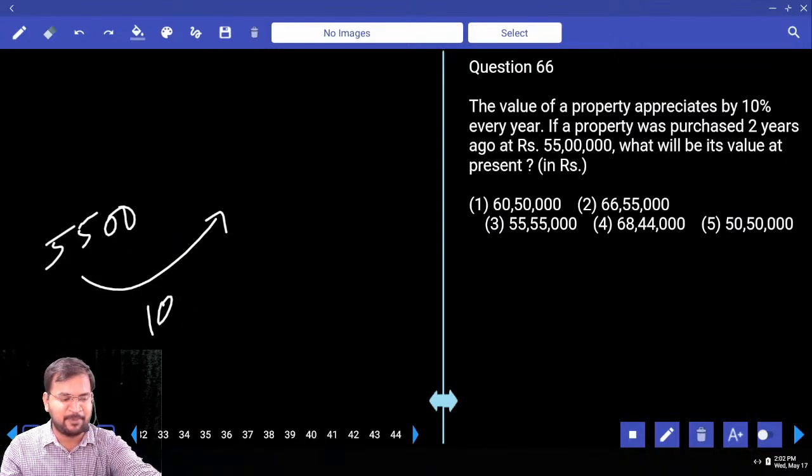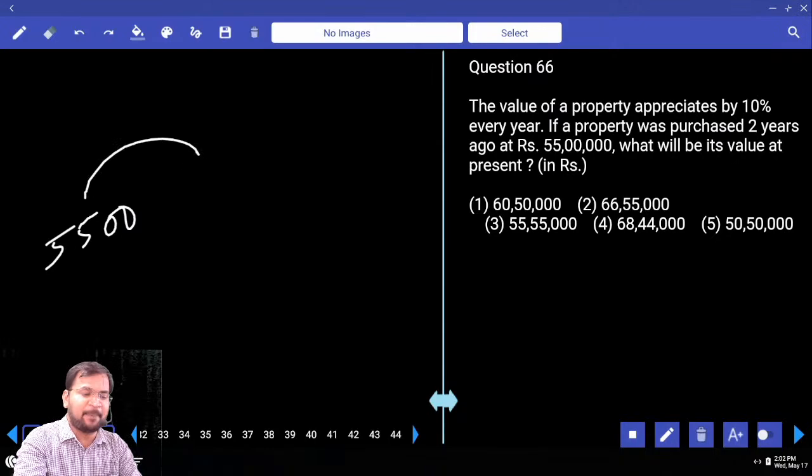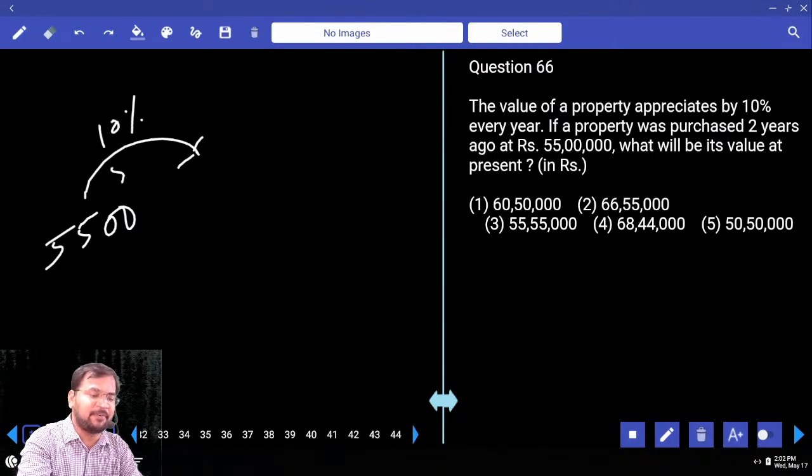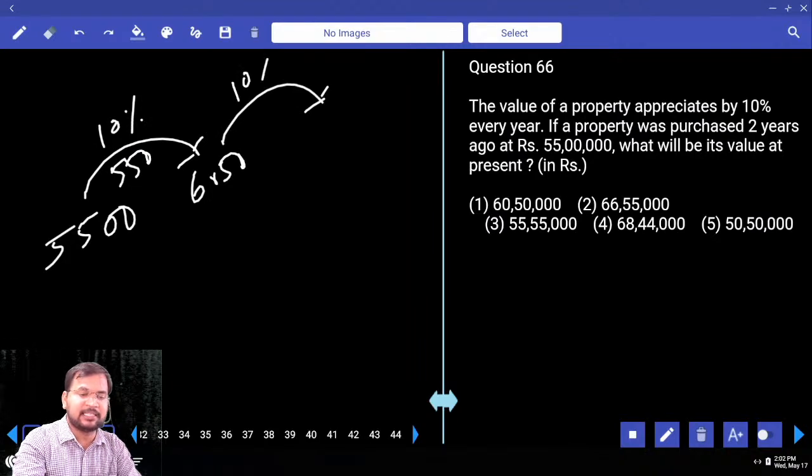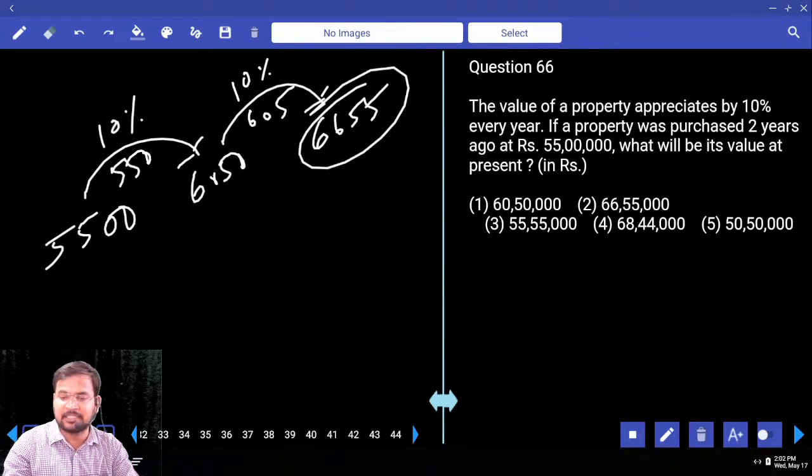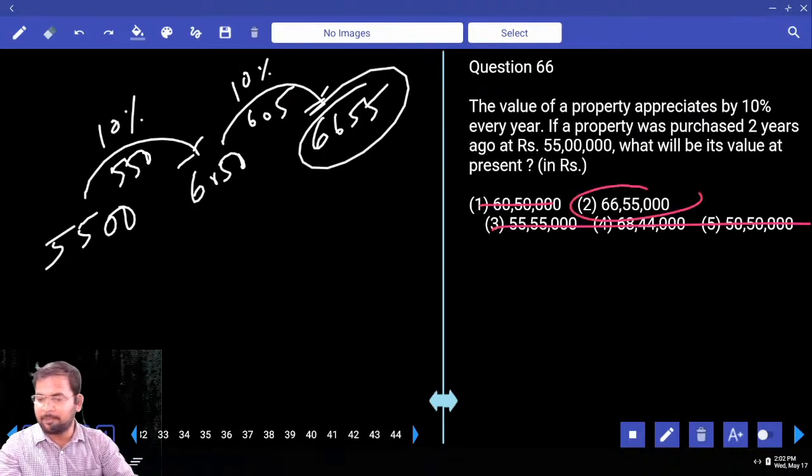Appreciation, no problem. 10% is nothing but 550. Together it is 6050. Again 10% is 605. If you add 605, that is 6655. Start with the 6655. Which option is there? Only one option. That is your answer.